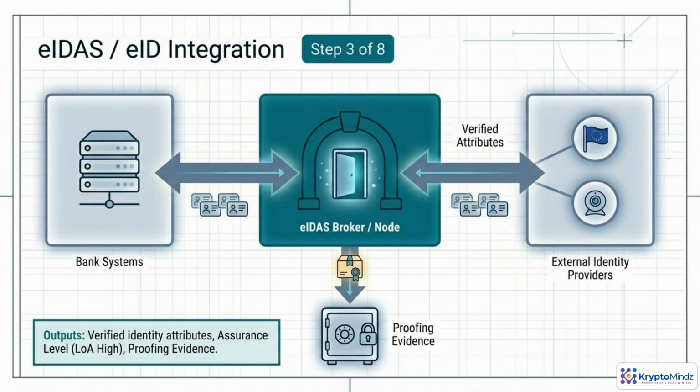For actual identity proofing, the bank doesn't do the heavy lifting itself. It delegates that job to trusted external identity providers, such as national eID schemes or certified remote proofing services. The eIDAS node acts like a broker. It standardizes the request, forwards it to the right provider, and returns a clear result: verified identity attributes, an assurance level, and a package of proofing evidence that can be stored for audit and compliance.